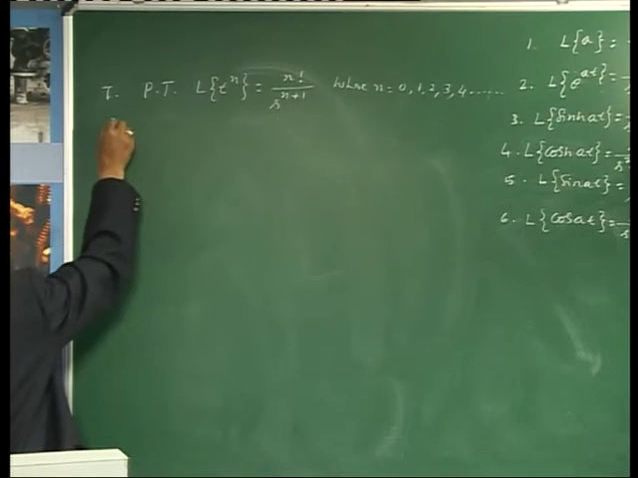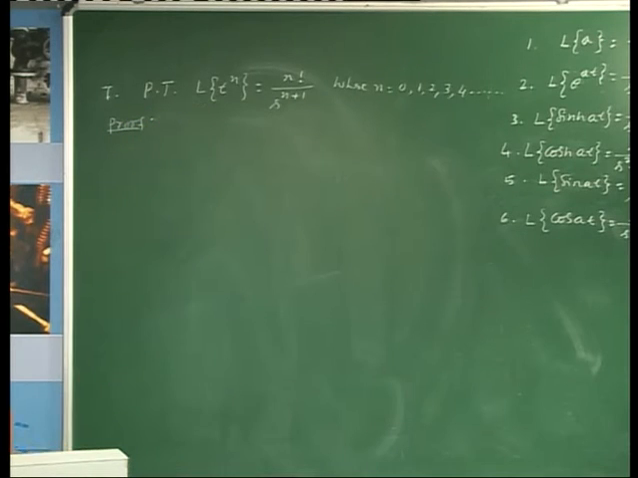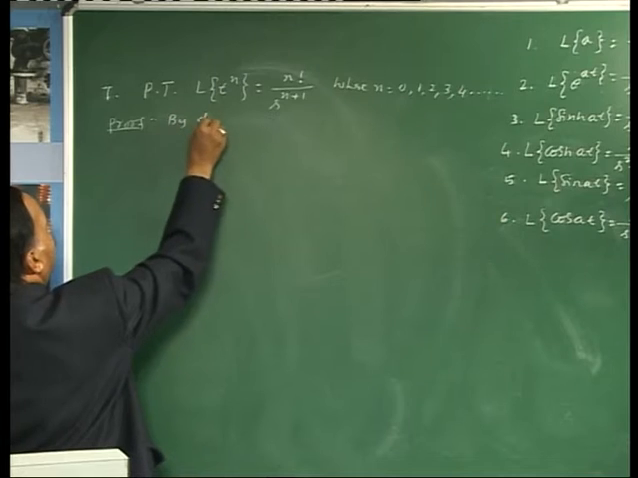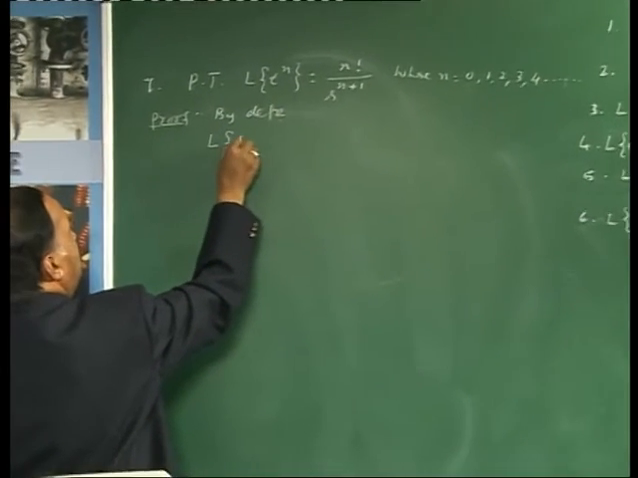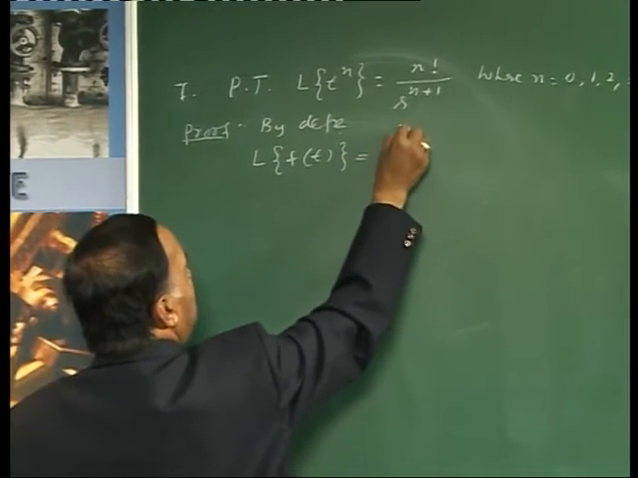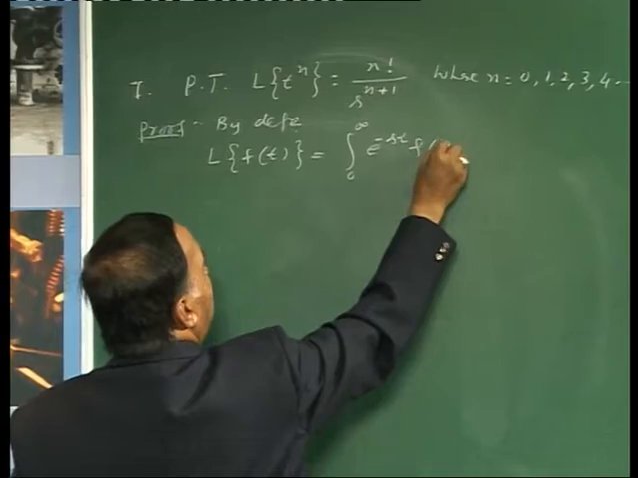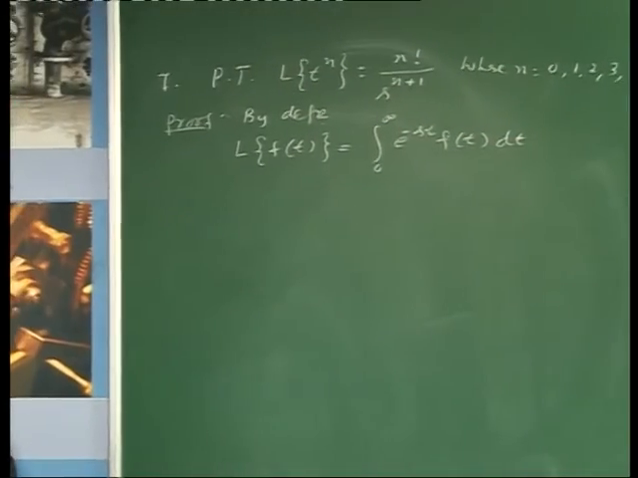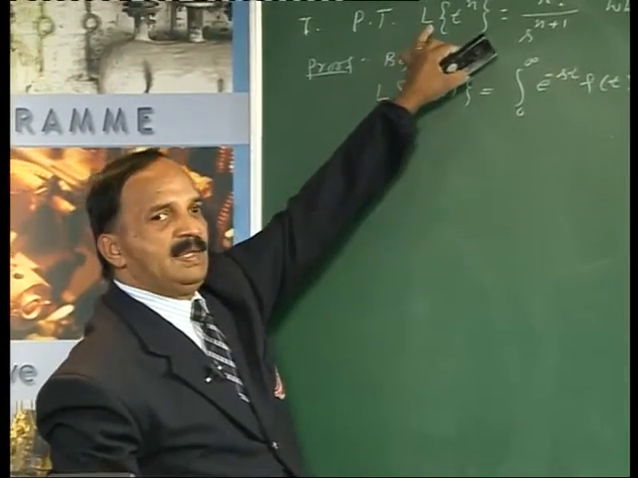Proof. Important result this one. This is very important. By definition, we know L of f of t is equal to the integral from 0 to infinity of e to the power of minus st f of t dt. This is the definition. So by using this definition, we have to prove this result.